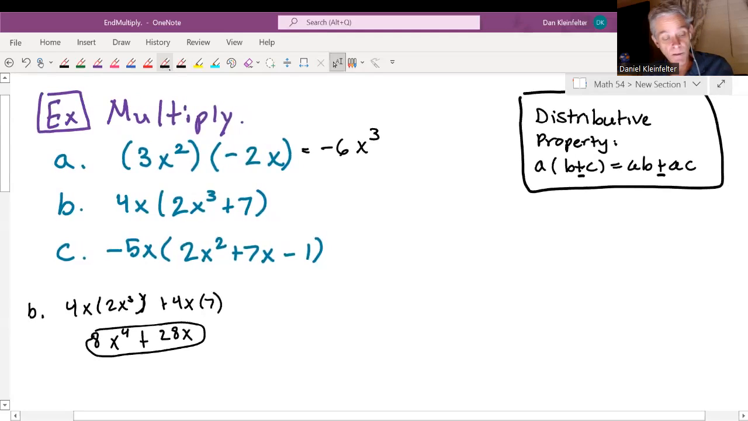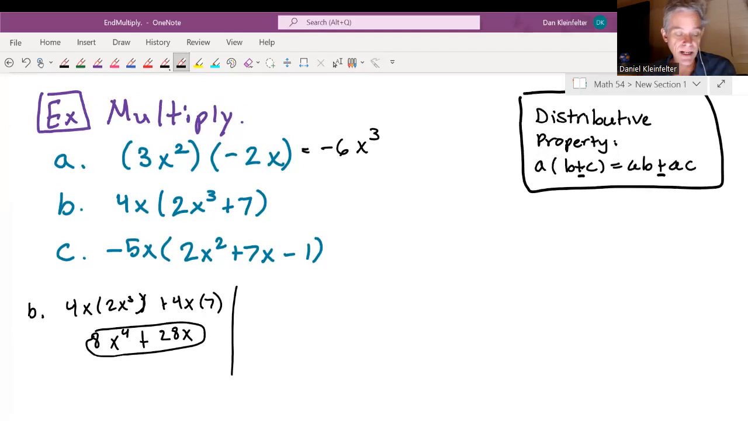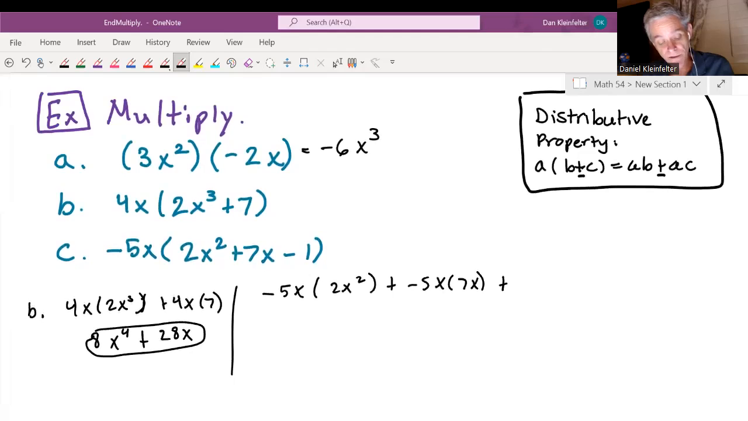In C, we're multiplying negative 5x times this trinomial, 2x squared plus 7x minus 1. We'll have negative 5x. We're using the distributive property, so the thing outside gets multiplied by each thing inside. And I realize that you're going to get real tired of writing this real fast, but we'll see that we don't have to write it every time once we get the hang of the pattern.